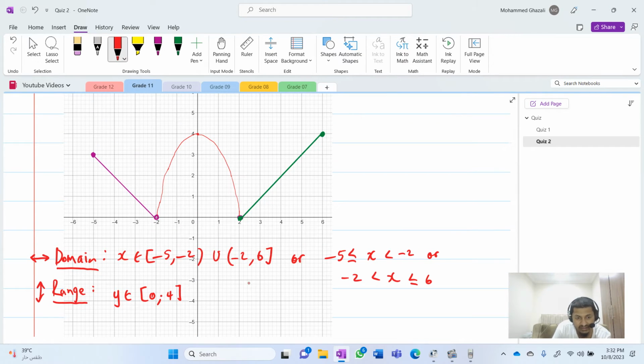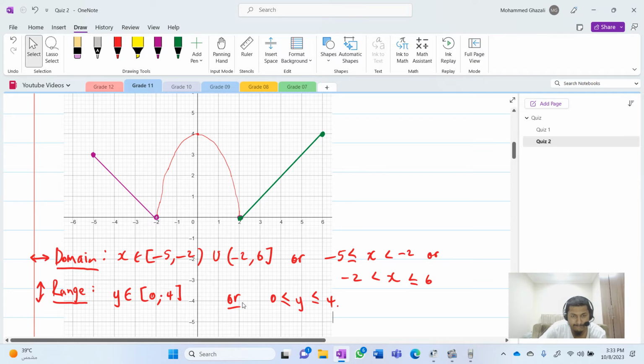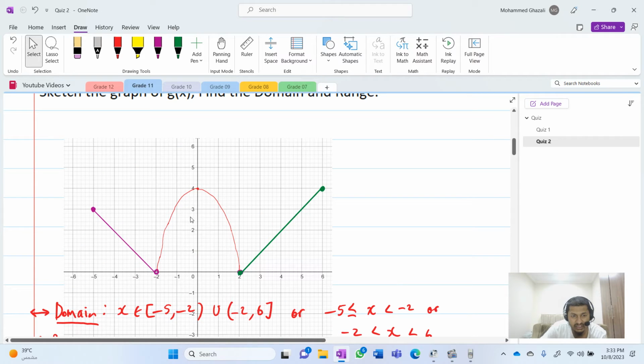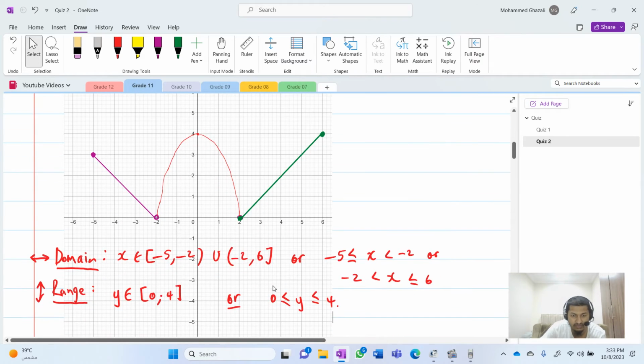Or we can write this as y is greater than or equal to 0 but less than or equal to 4. Remember, 4 is defined, and at 0 the y value of 0, we have two different points, which are negative 2 and 2. So that's also defined, right? So from 0 to 4 is my range, and my domain is as we have worked it out here.